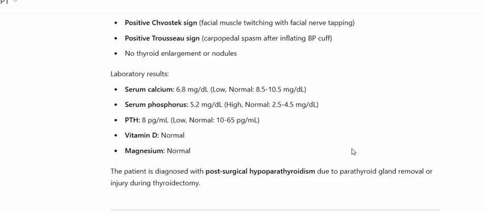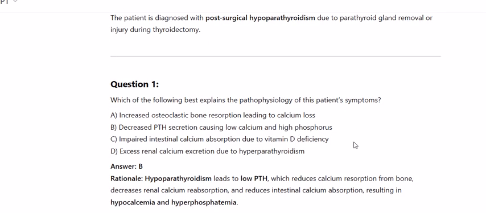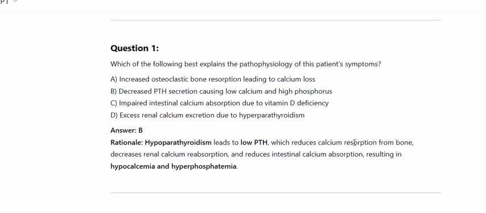Question 1. Which of the following best explains the pathophysiology of this patient's symptoms? A. Increased osteoclastic bone resorption leading to calcium loss. B. Decreased PTH secretion causing low calcium and high phosphorus. C. Impaired intestinal calcium absorption due to vitamin D deficiency. D. Excess renal calcium excretion due to hypoparathyroidism.